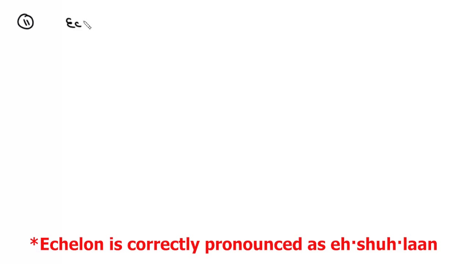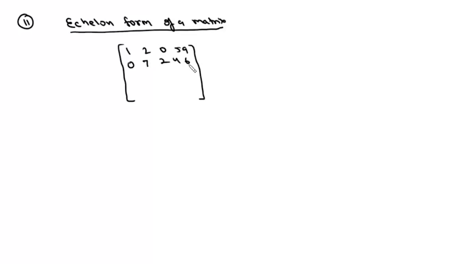Now the 11th one is the echelon form of a matrix. We'll need these matrices when we find the rank of a matrix or while solving a system of equations. I'll take an illustration. Say for example, we have some numbers 1, 2, 0, 5, 9, 0, 7, 2, 4, 6, 0, 0, 0, minus 1, 7, 0, 0, 0, 0, 2 and 0, 0, 0, 0 and 0.